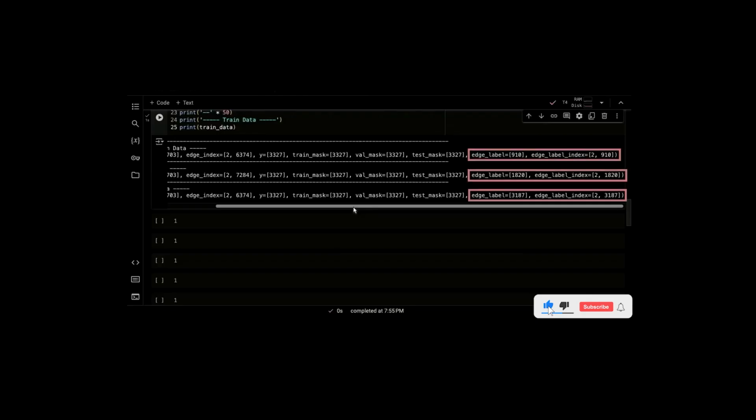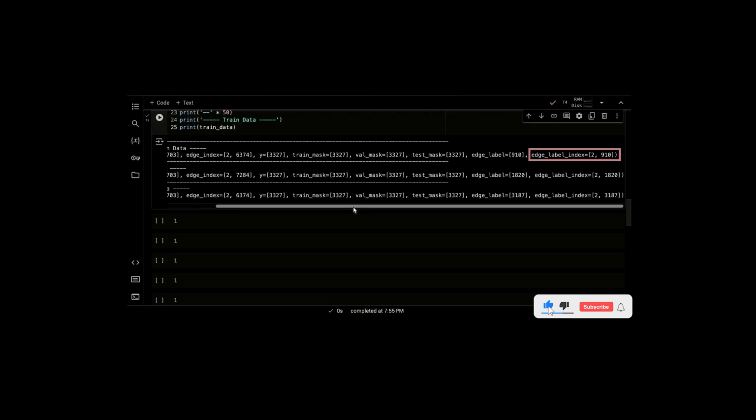Let me scroll over once again and let's understand the edge label and the edge label index. The edge labels correspond to the labels associated with the links or edges or the connections in this graph. If no edge exists, the label will be 0, and if an edge exists, the label will be 1. The edge label index represents graph connections, both positive edges as well as negative edges. They represent connections for edges that do exist, positive edges, and for edges that do not exist in the graph, the negative edges. In the validation dataset, you can see that the matrix for the edge label index is 2 by 910. This corresponds to 910 positive and negative edges, and that's why we have 910 edge labels.